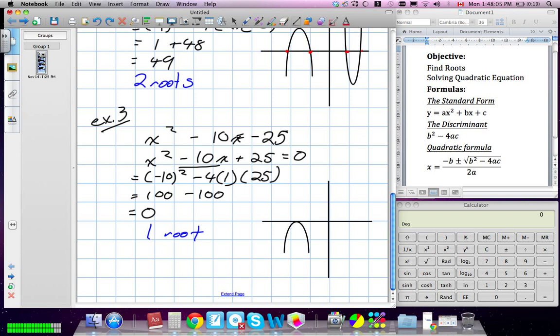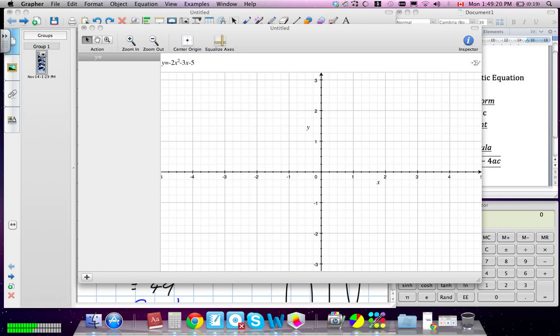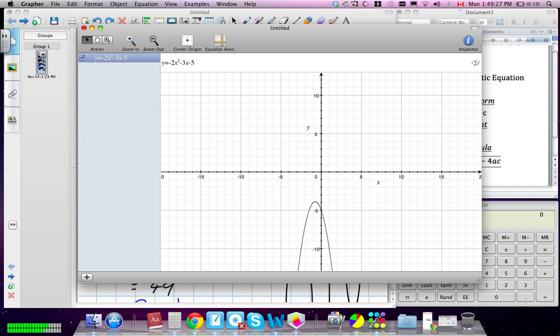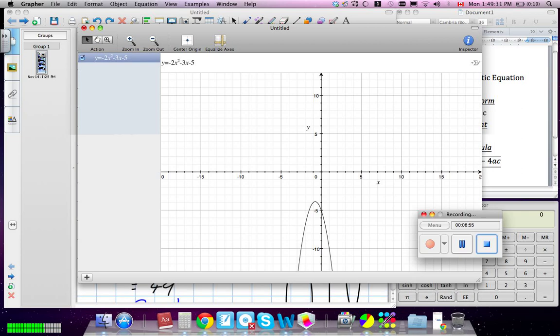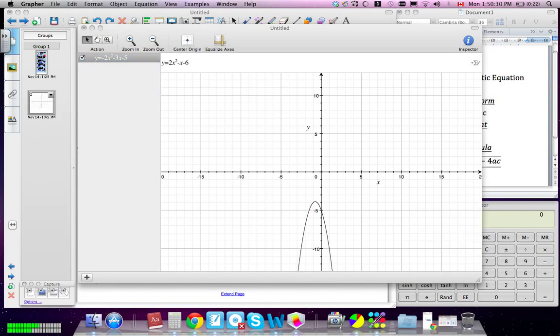So this was our first equation. We said it had 0 roots. We plug it in. There it is. Our equation has no roots. We've now plugged in our second equation. We'll hit enter. We said it had 2 roots. We take a look. This one has 2 roots. Worked out perfect. Our discriminant was right again.